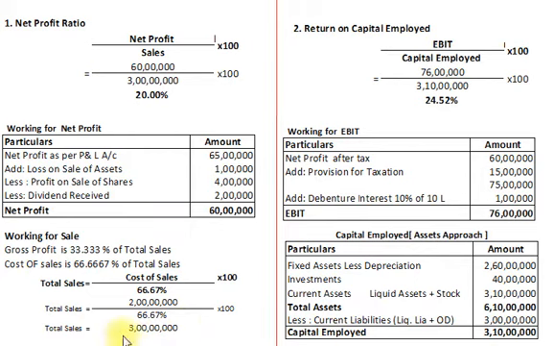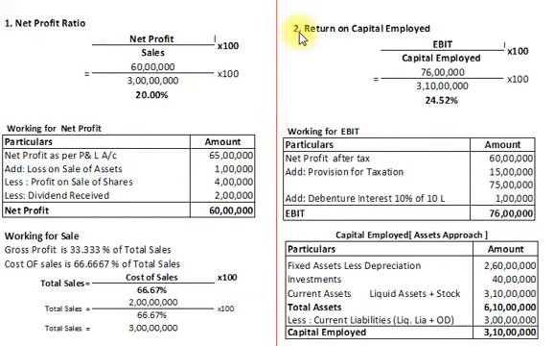Now we will put both this information in our formula. So net profit rupees 60 lakh divided by sales rupees 3 crores multiplied by 100. So our net profit ratio amounts to 20%.